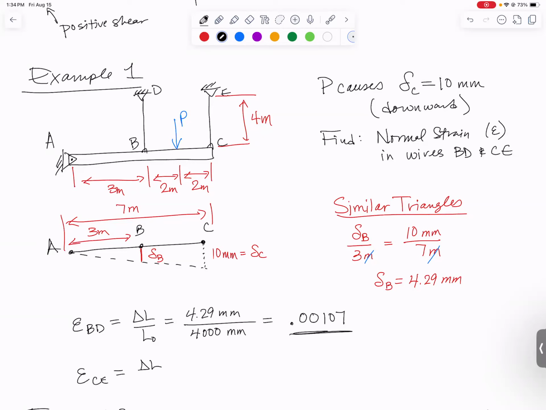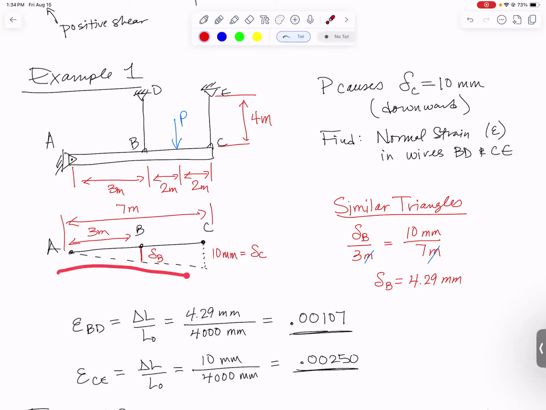Next, we need to find the strain in CE. It's also delta L divided by L0. This one we were given, the change in length is 10 millimeters, and the original length is also 4 meters or 4,000 millimeters. You get 0.025. Exactly. If you want to put another 0 so that it's 3 sig figs, you can. And we found the normal strain in those 2 wires. No free body diagram necessary, but we did need this other geometric diagram just to help us recognize a similar triangle so we could figure out delta B.